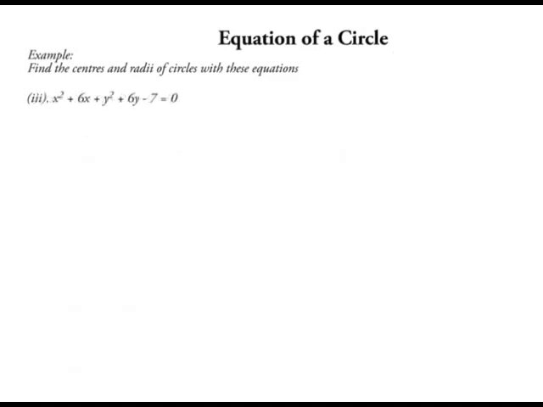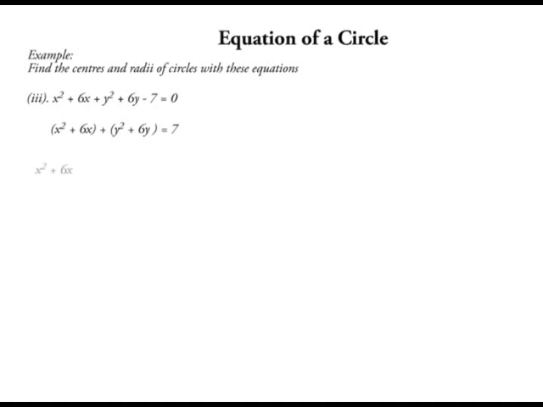Thirdly, x squared plus 6x plus y squared plus 6y minus 7 is equal to 0. We group the like terms together and rearrange it. X squared plus 6x in one bracket plus y squared plus 6y in another bracket. We take negative 7 to the other side and we get positive 7. We complete the square in each bracket. Remember, in completing the square, we divide b by 2 and square it.